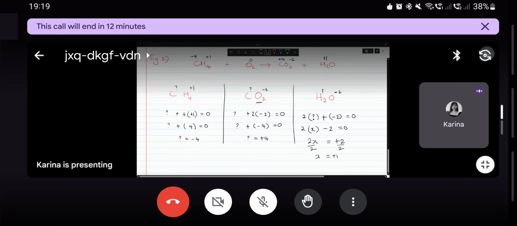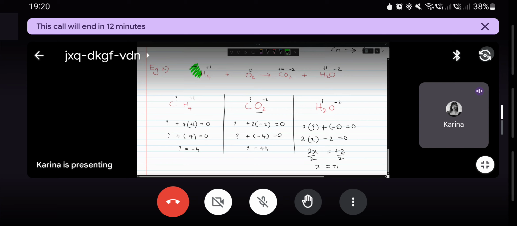Okay, so we've got a plus 1 and a minus 2. So these are our oxidation numbers that we're sitting with. Let's look at how they're changing. So if we look at carbon, carbon is going from a minus 4 here to a positive 4.